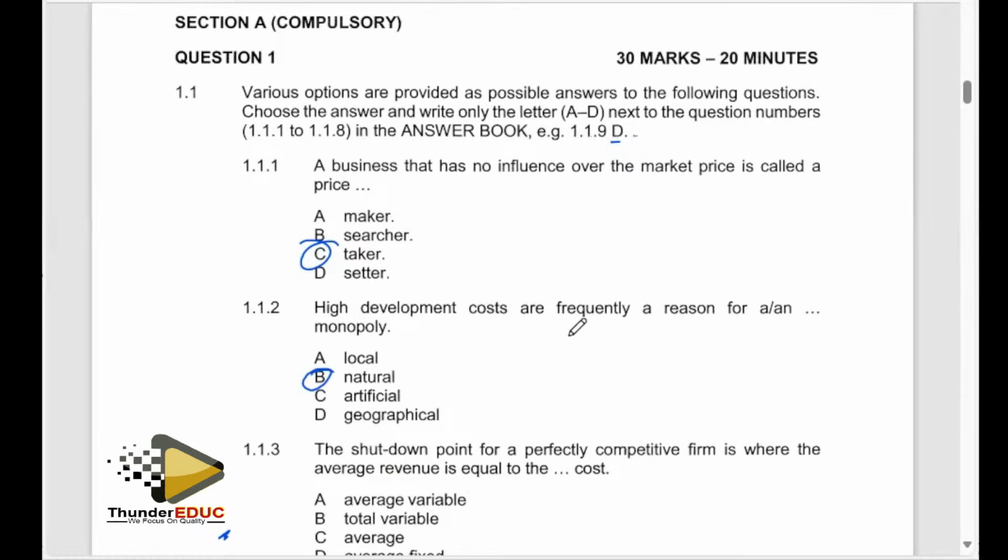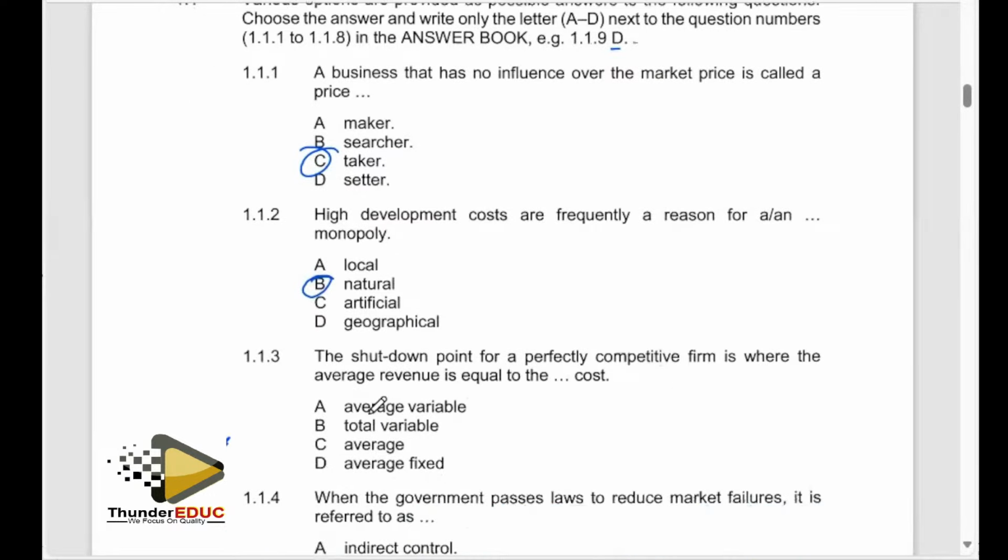Okay, right. So now let's check 1.1.3. The shutdown point for a perfectly competitive firm. The shutdown point for a perfectly competitive firm is where the average revenue is equivalent to average variable cost. So now it means the appropriate answer in this regard is going to be A.